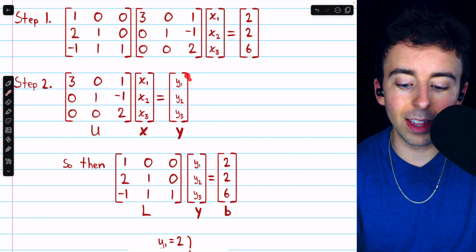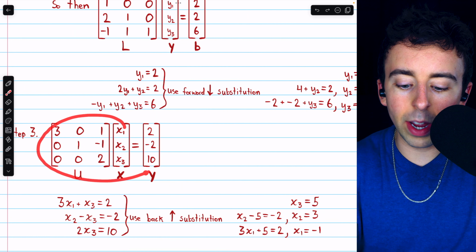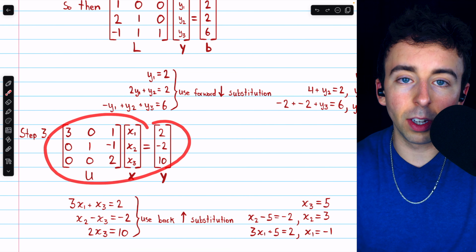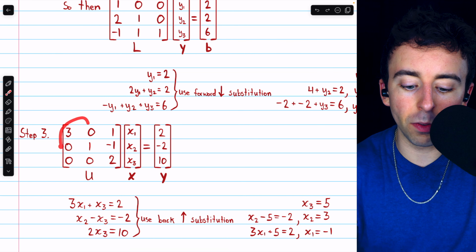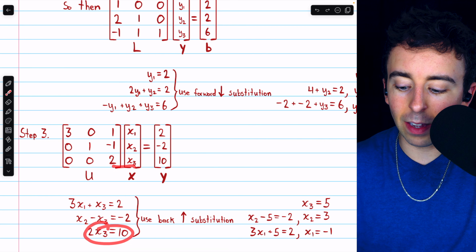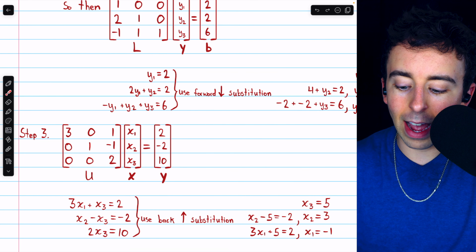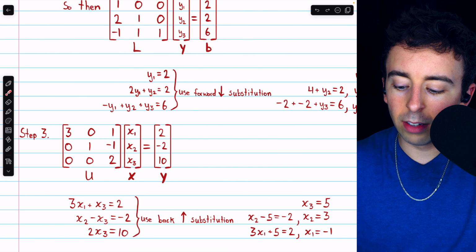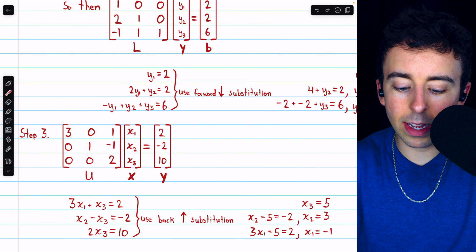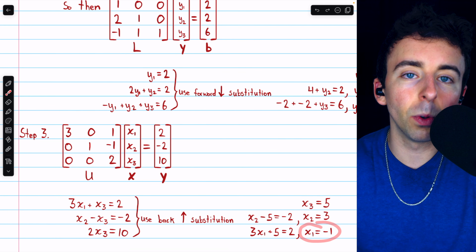We can replace these variables now in this equation and then solve it for x. So using that equation, Ux equals y, and replacing y with all those known values, we solve this using back substitution because the coefficient matrix is upper triangular. The third equation lets us solve for x3. It gives us that x3 equals 5. We plug that into the second equation, which tells us that x2 minus 5 equals -2, so x2 equals 3. And then we can plug that value for x3 into the equation, which comes from row 1, and solve for x1 and find that it equals -1.